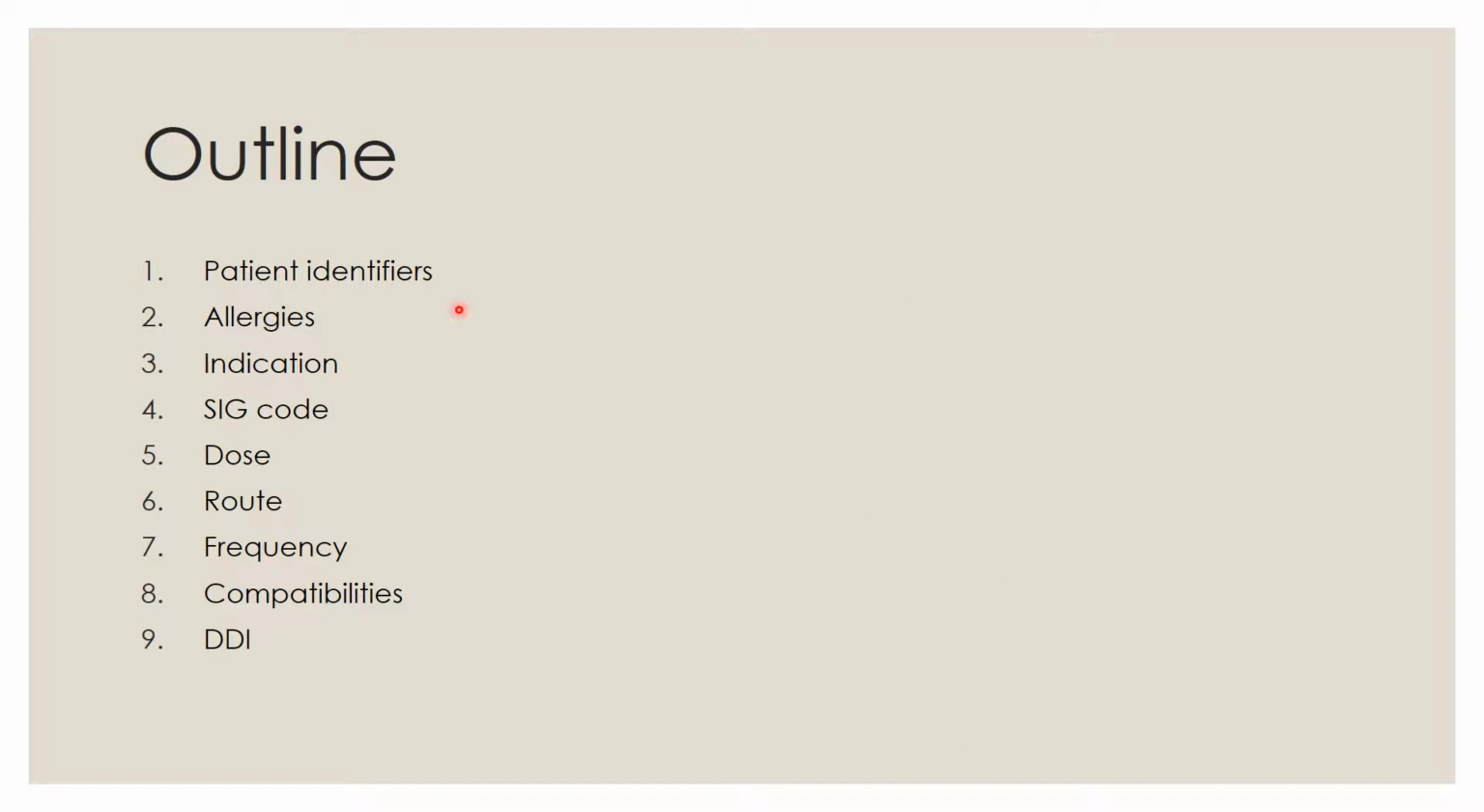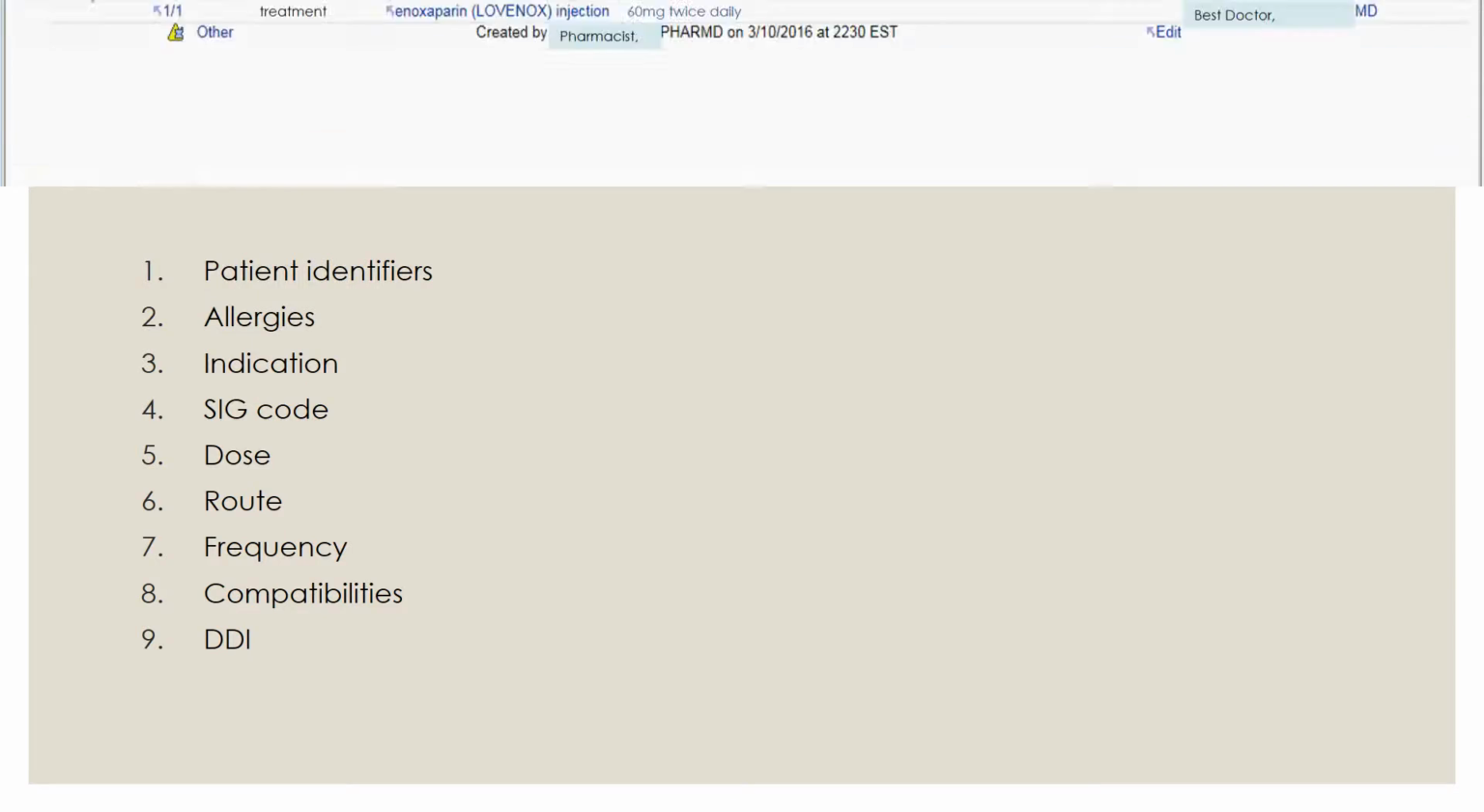And so, to get things started, let's discuss some of the aspects of an order that you're going to need to confirm. The checklist to have in mind should be inclusive of all aspects of patient care, with some of these major categories being the patient identifiers, allergies, indication for the drug, SIG code, which should include the dose, route, and frequency of the medication, as well as any potential compatibilities or drug-drug interactions.